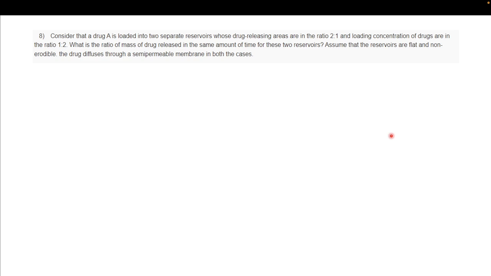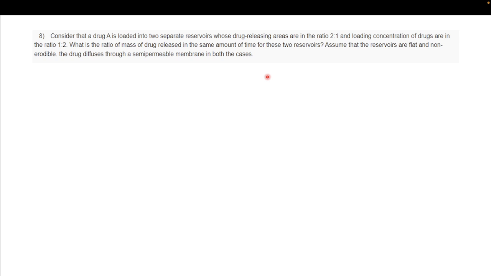First, in this question, the drug is still the same, so all the properties related to that drug will be the same. Its partition coefficient, its diffusion coefficient, those will be the same. Then again, what is given is the same amount of time, so the time is also the same. The only thing that is changing is the area of that particular device and how much drug was initially loaded into that. So yeah, you can try attempting this question.